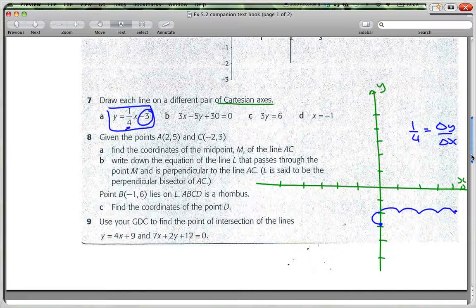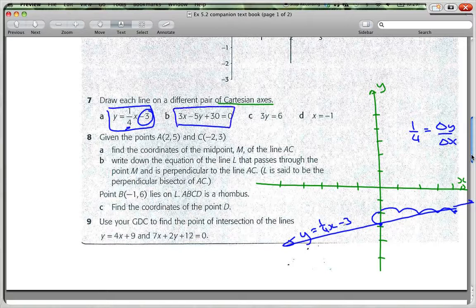You're going to be on that point over there, and this would be your graph like that, which again you would draw a much better graph than this. If you do have more than one graph, then you need to label it. So it's 1 quarter x minus 3. This one over here, I would put that into my y is equal to mx plus c form firstly.